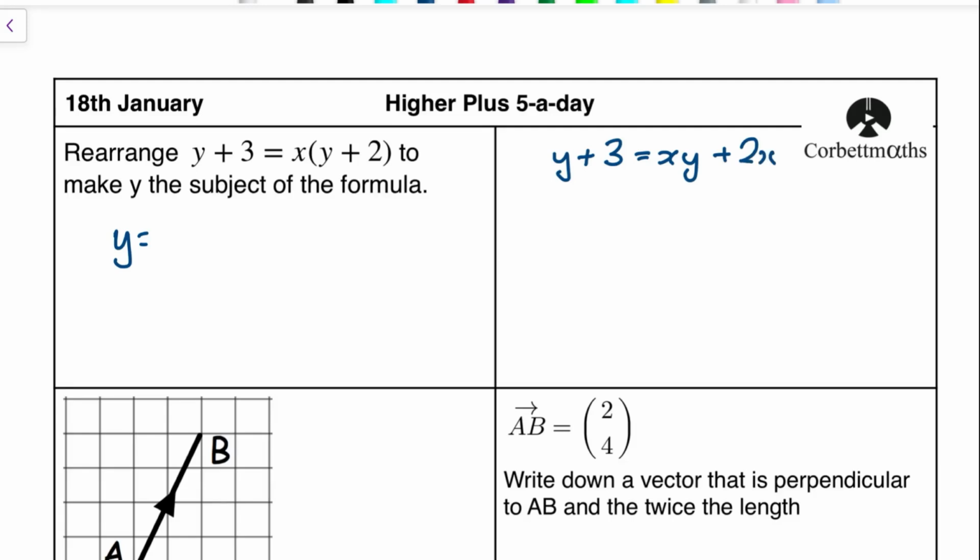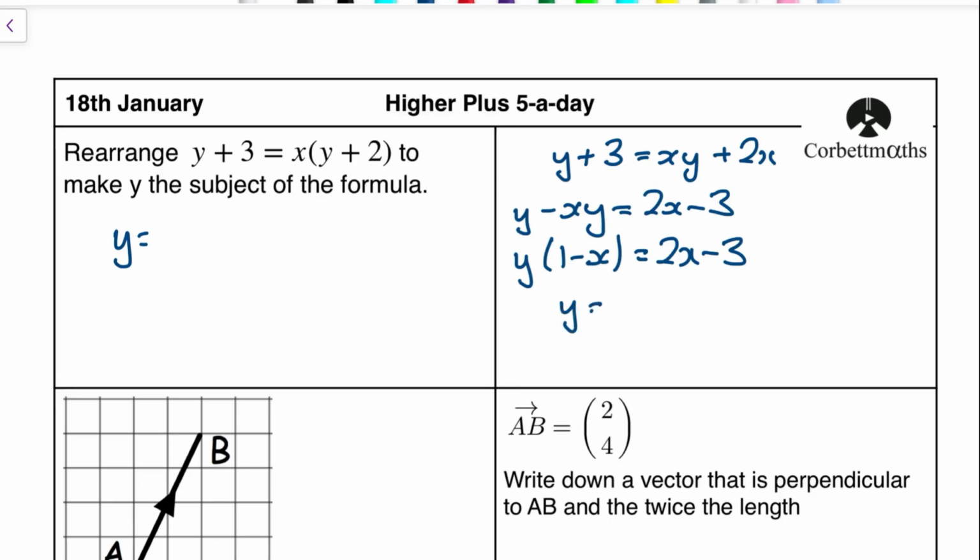Now, because I want y equals, I'm going to move everything with a y to the left and everything without a y to the right. So that's going to give me y minus xy is equal to 2x minus 3. Then I'm going to factorise the y out, and you'll see why I do that in a second. So that's going to give me y(1 minus x), is equal to 2x minus 3. And then divide by the 1 minus x, which leaves the y on its own, and that gives me 2x minus 3 divided by 1 minus x. And that's the first question done.